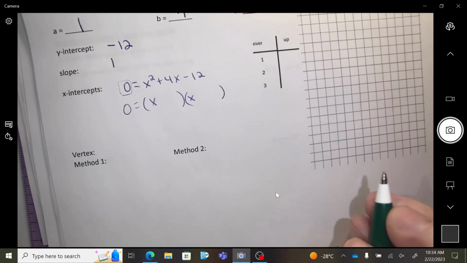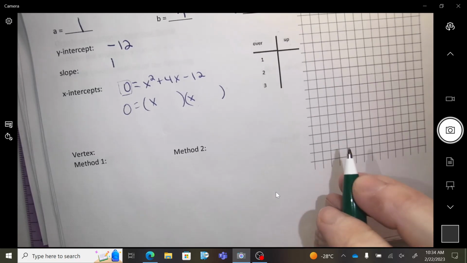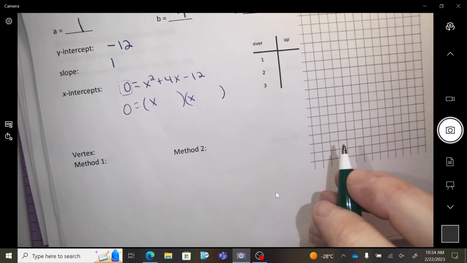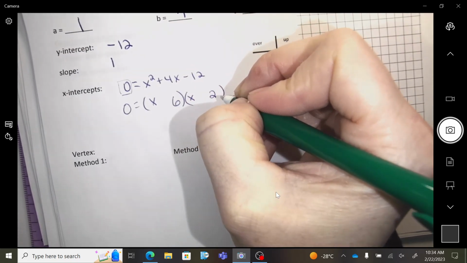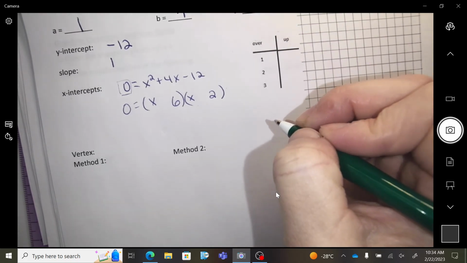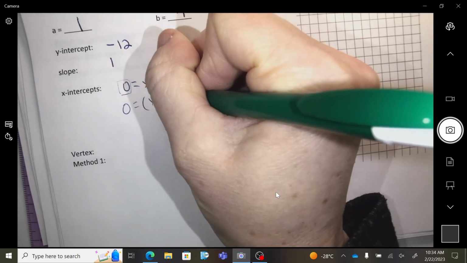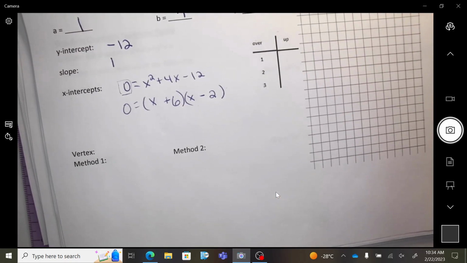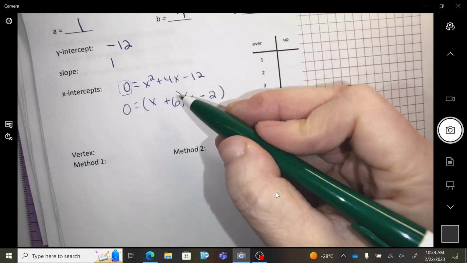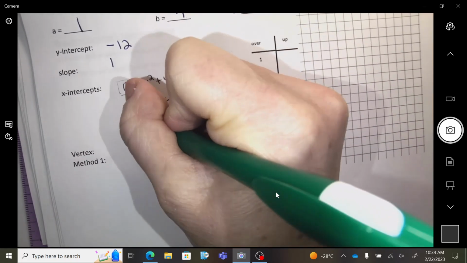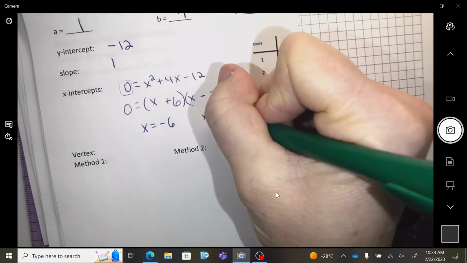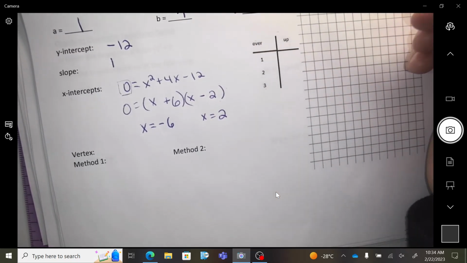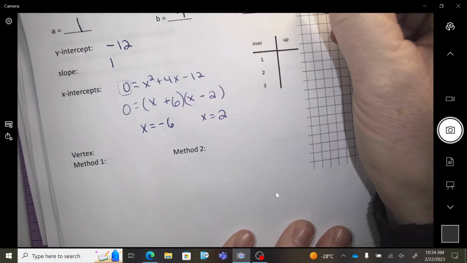4 times 3 works for 12, but I don't think I can add to 4 with those numbers. 6 times -2. So 6 times 2 would be able to get me to a 12 multiplication. And how do I get a positive 4? -2. Okay, so make sure your numbers multiply to that and add to that. So what are the x-intercepts? 6 and 2. -6, did I say? -6 and 2.